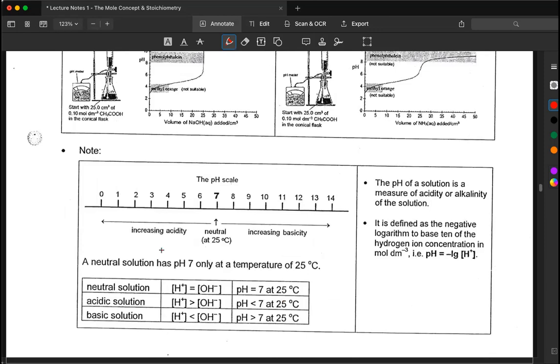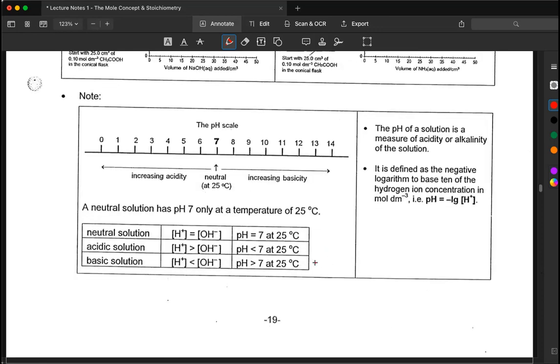Now, this is something new where you need to use some mathematical calculation. But those who learn additional mathematics will understand the meaning of logarithm. Basically, it's just to make smaller numbers more tangible. Because we know that the concentration of H plus or even OH minus is small. So in order to scale it to a more measurable number, we use logarithm.